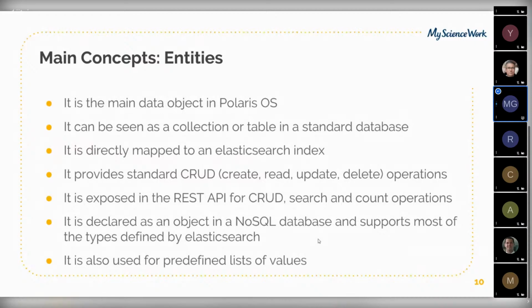Behind the scene it is actually an index in Elasticsearch. There's a direct relationship between an entity in Polaris OS and an index in Elasticsearch that we create. Once you create an entity in Polaris OS, you get all the standard create, read, update, and delete operations available for that entity, and they're going to be available on the backend, but as well on the API, just by creating the entity and defining it.